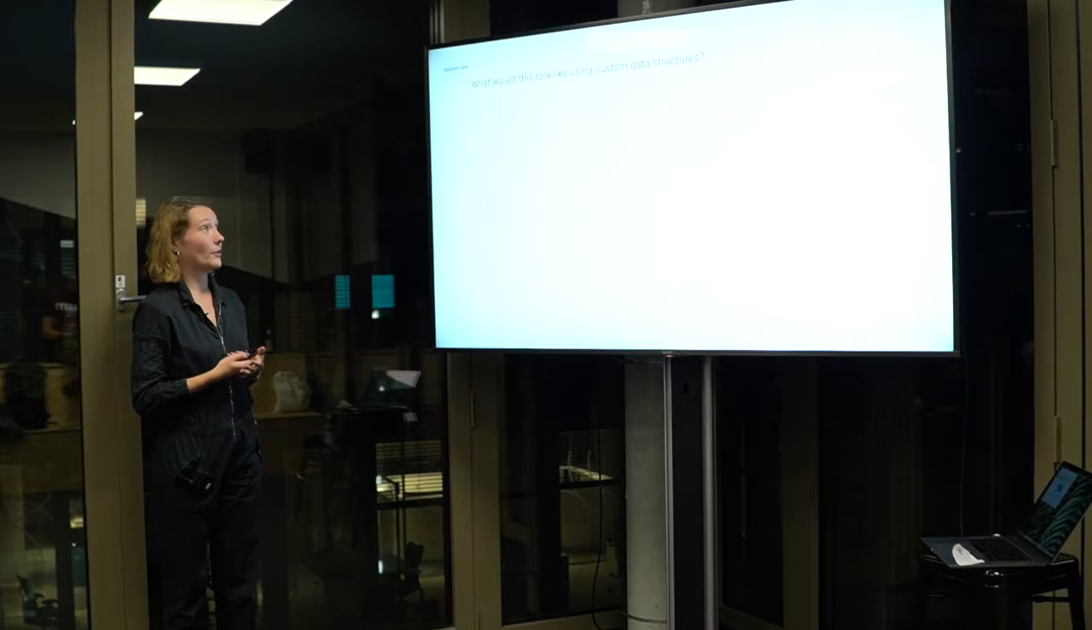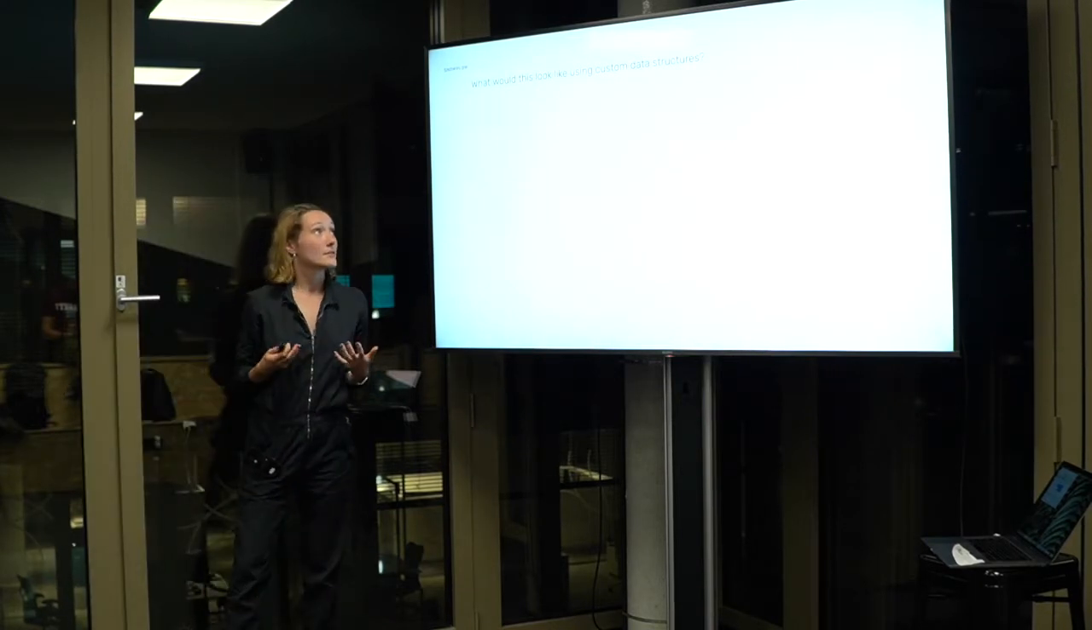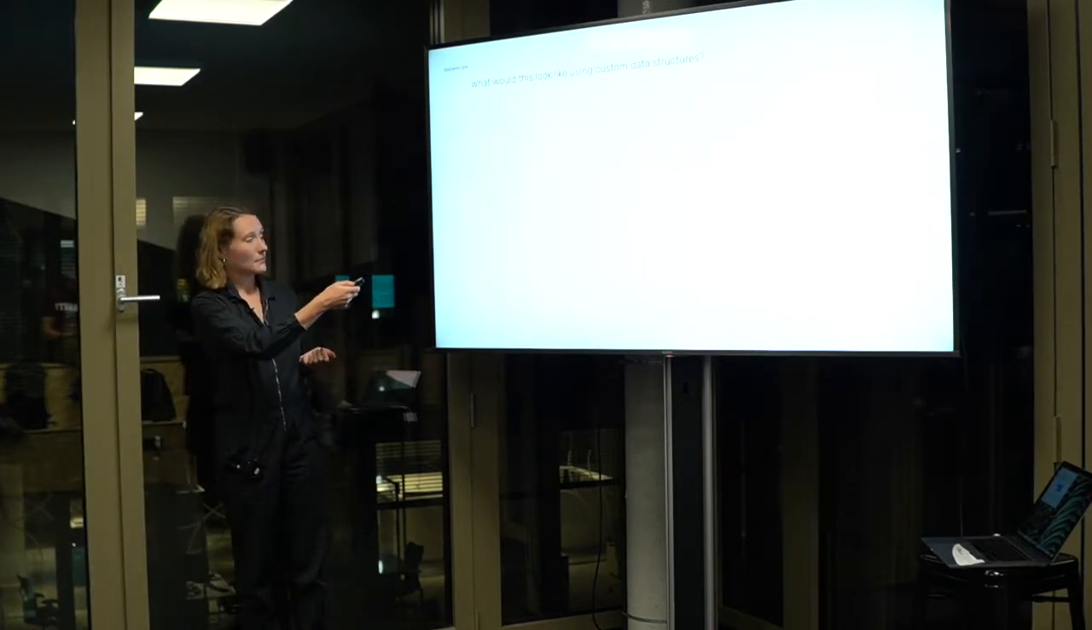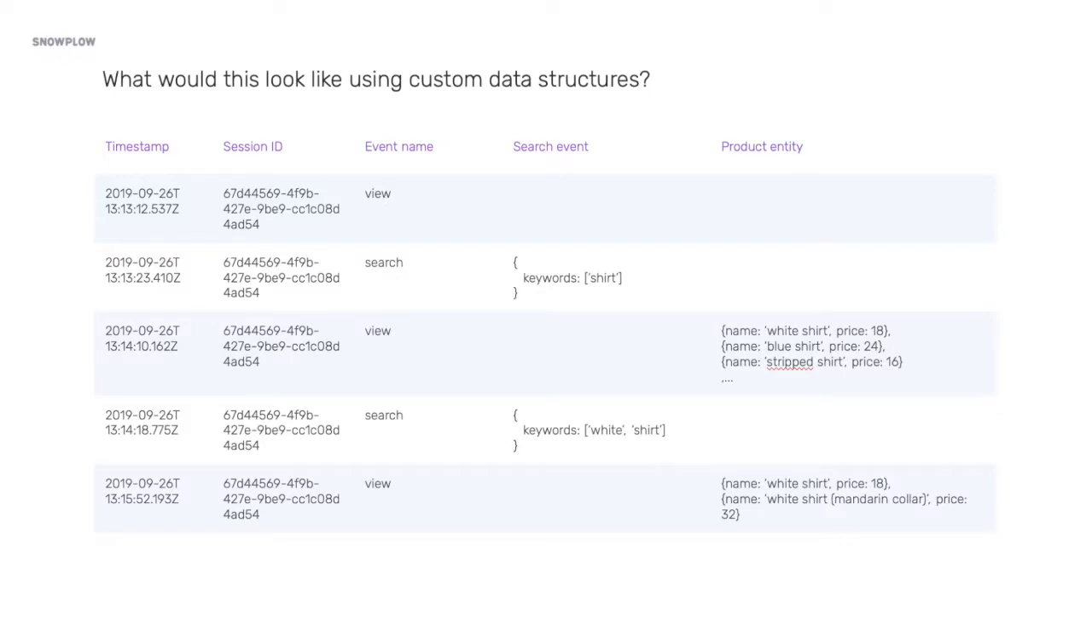So then let's look at what you can do if you're willing to design your own custom data structures. Again, you'll have your event name, the types of events that you have, and for the search events, you might define some additional properties. So you might say, actually, we want to have the keywords as a nice array. Obviously, if you're using Redshift, you'll probably have to shred that out into separate tables, but this would be what it would look like in Snowflake. So you'll want to have the specific keywords that were searched for at each point.